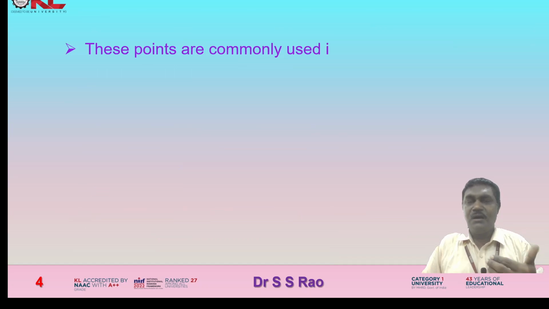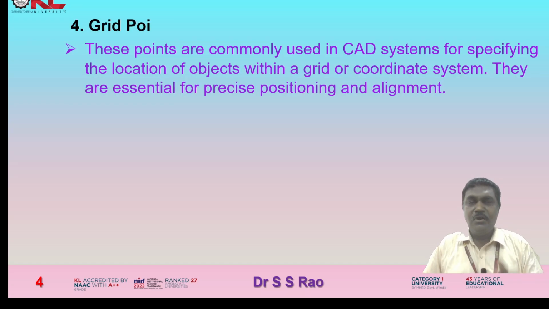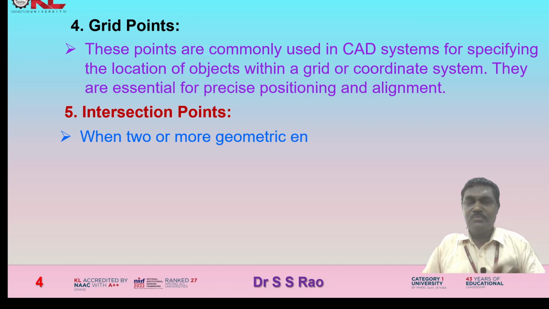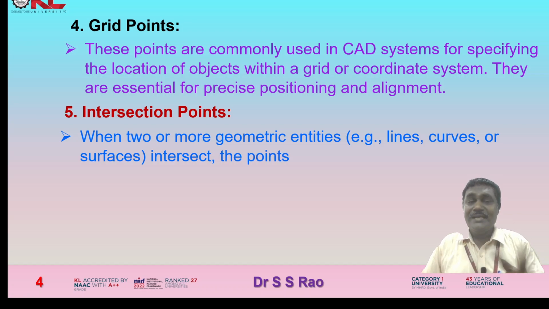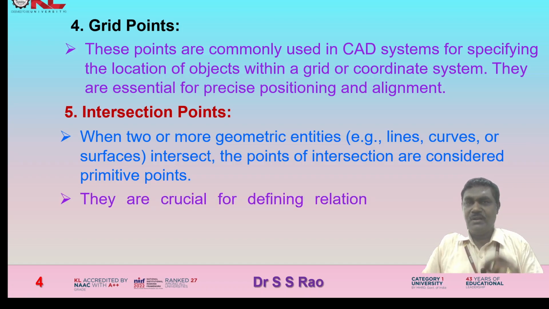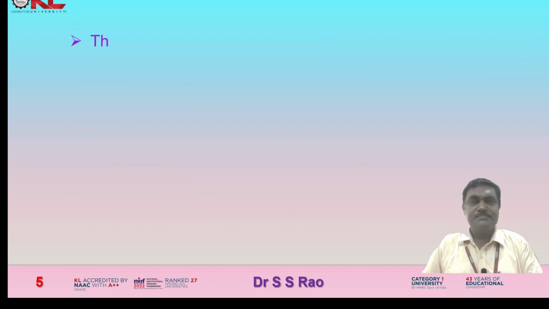These are the grid points. They are commonly used in CAD systems for specifying the location of objects within a grid or coordinate system. They are essential for precise positioning and alignment. Next, intersection points. When two or more geometric entities, for example lines, curves or surfaces, intersect, the points of intersection are considered primitive points. They are crucial for defining relationships between different parts of a CAD model.